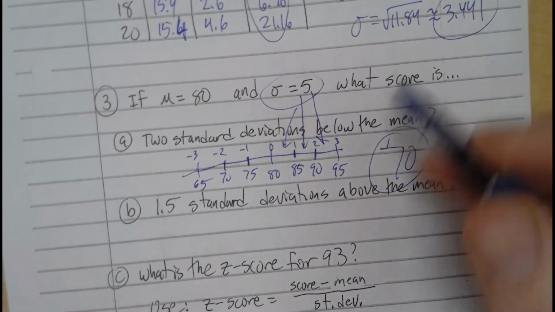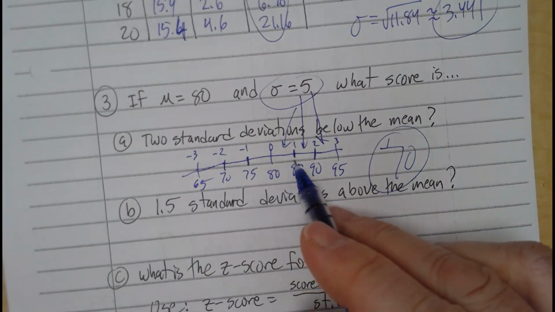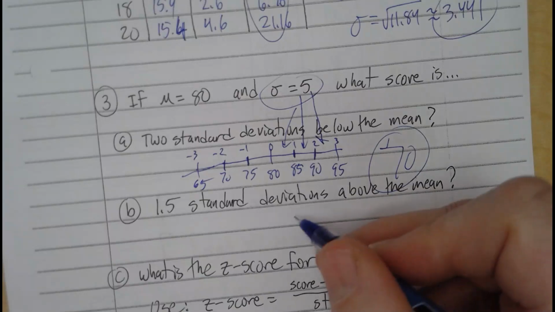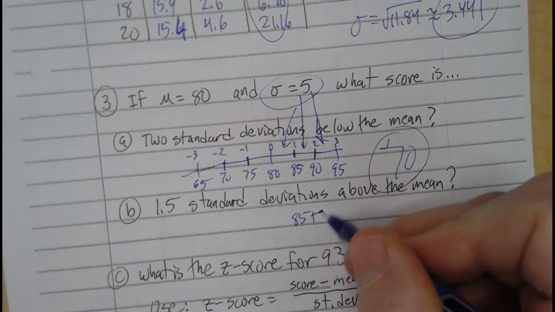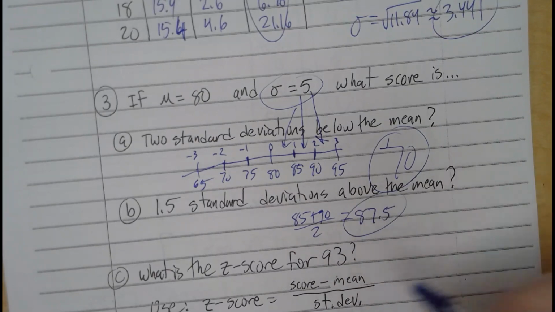Okay, 1.5 standard deviations. Well, 1 standard deviation would be this, 2 standard deviations would be that, so it'd be halfway in the middle on that. So it'd be 85 plus 90 divided by 2, which is 87.5. Okay, so it's halfway in the middle.